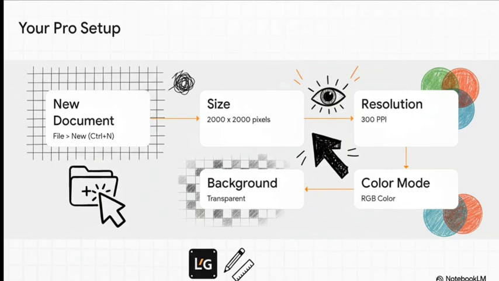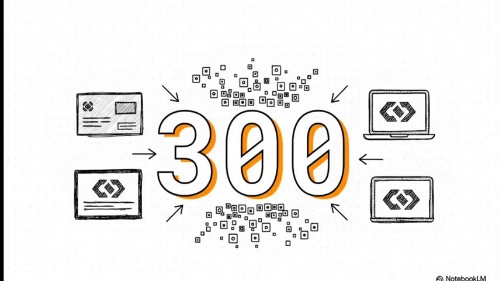But the most important setting on the screen, it's the resolution. And that magic number is 300 ppi, or pixels per inch. That is the gold standard for high-quality printing. If you start with 300 ppi, your logo will look just as crisp on a business card as it does on a website. Seriously, this is a non-negotiable for professional work.